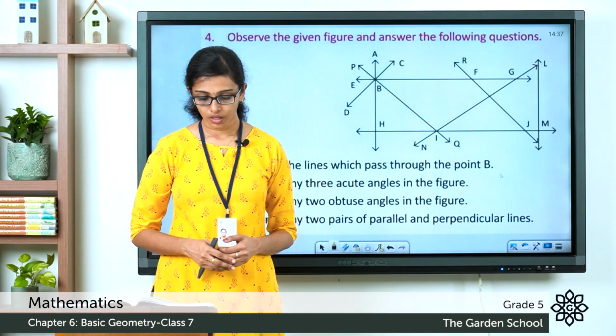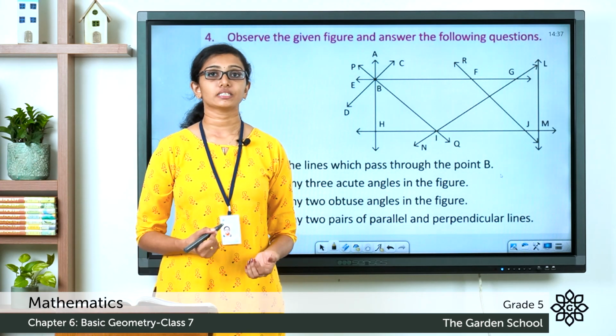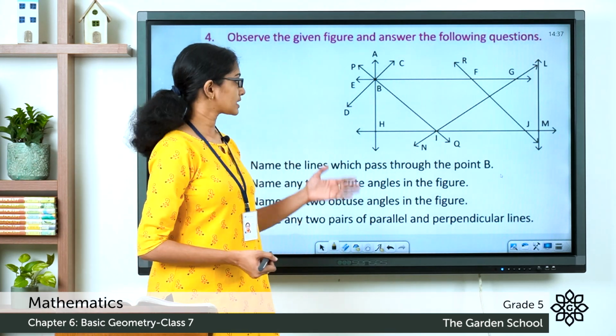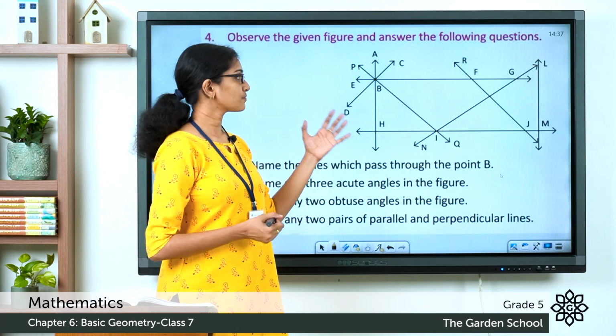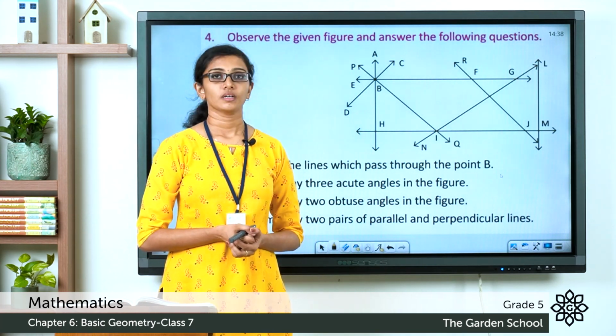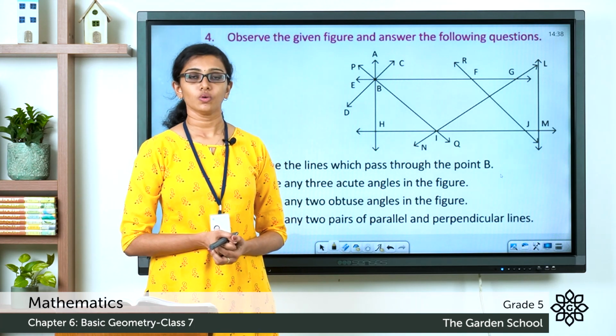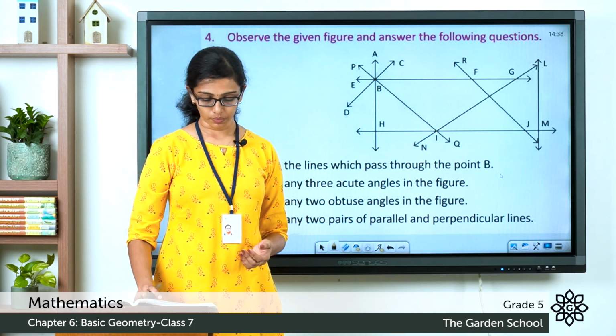Question number 4. Observe the given figure and answer the following questions. We can see a figure like this. We can see a set of lines there and different points are marked on the lines. There are 4 questions given below. Let's see each of the questions one by one.